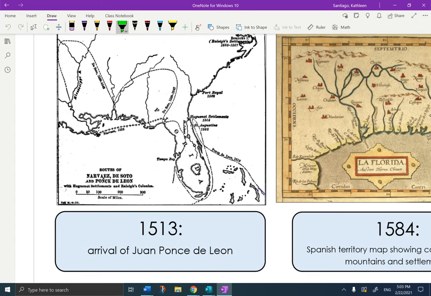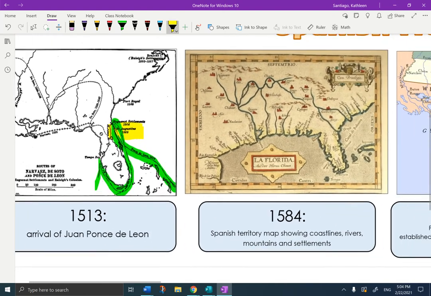So here you can see, and I'm going to highlight it, this is Juan Ponce de Leon's expedition in 1513. And you can see that he absolutely went to the area of Florida. This is one of the places that we actually spend time talking about, St. Augustine, established in 1565, the oldest European settlement in the New World. So 1513, Ponce de Leon. Let's go to the next map.